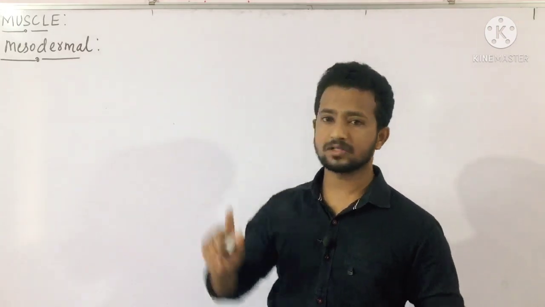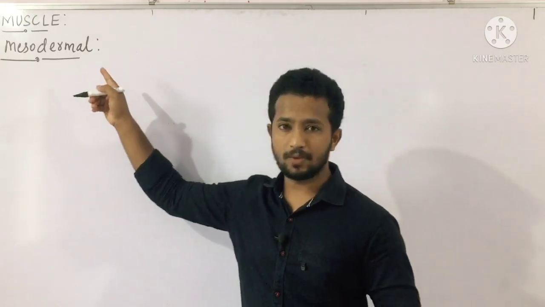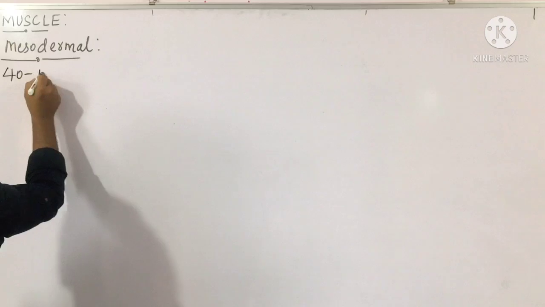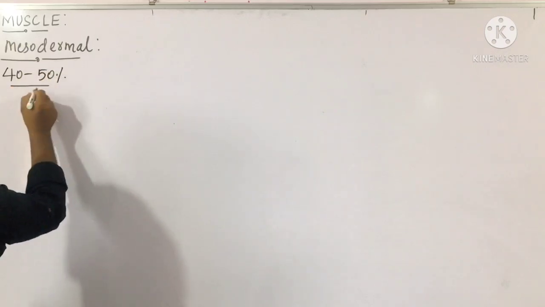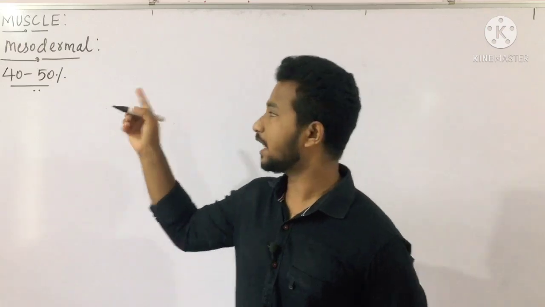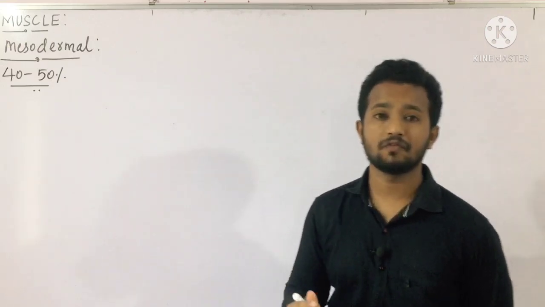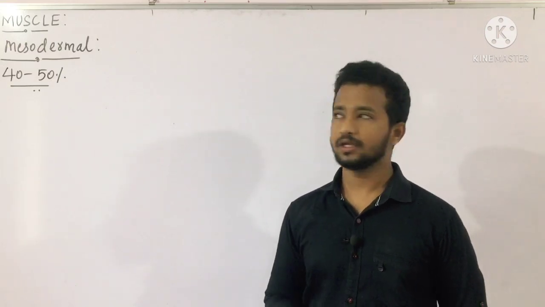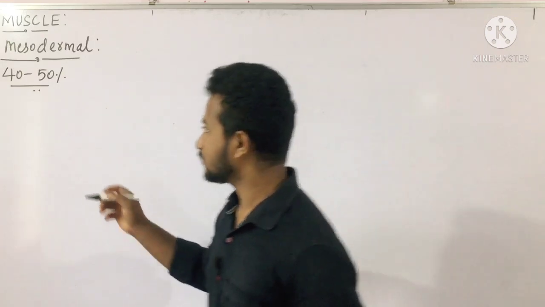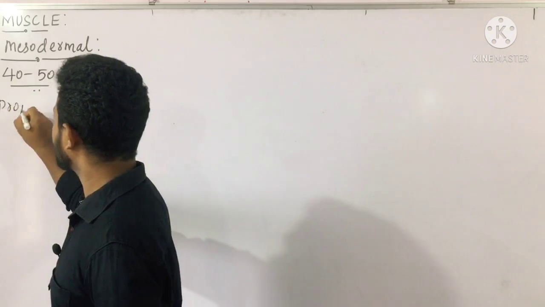So here, muscle tissues are formed from mesodermal tissue, and they are responsible for around 40 to 50% of our body weight. Muscle fibers have different properties. So let me write the properties one by one.